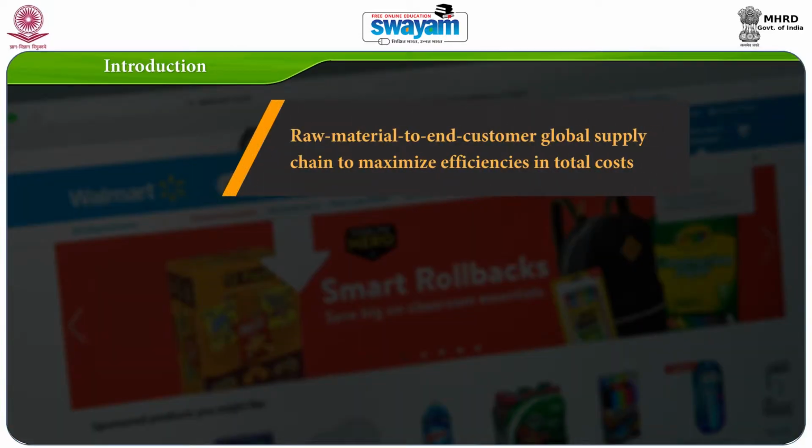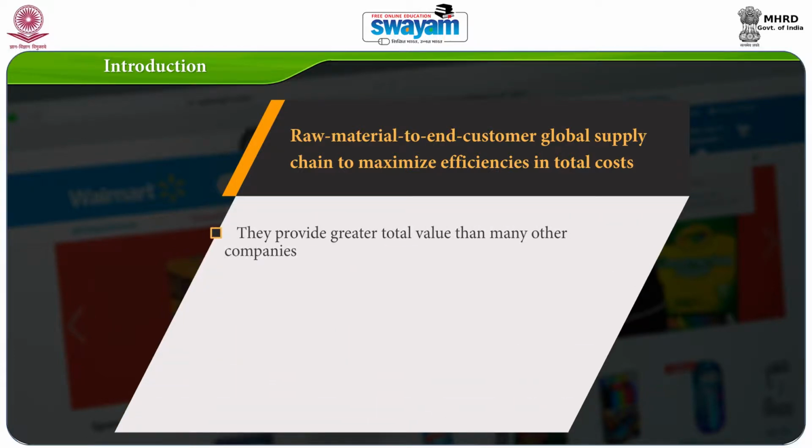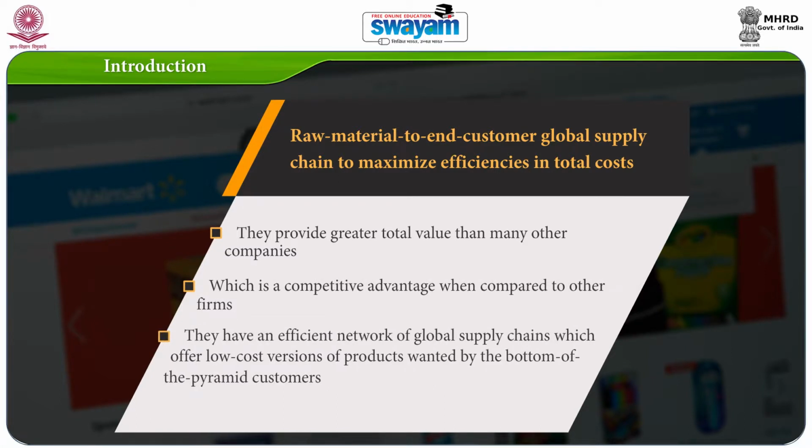Walmart has achieved a competitive edge by administering the coordination of the raw materials to end customer global supply chain to maximize efficiencies and total cost, that is, to provide greater total value than many other companies, which is a competitive advantage when compared to other firms. They have an efficient network of global supply chains which offer low-cost versions of products wanted by the bottom of the pyramid customers.